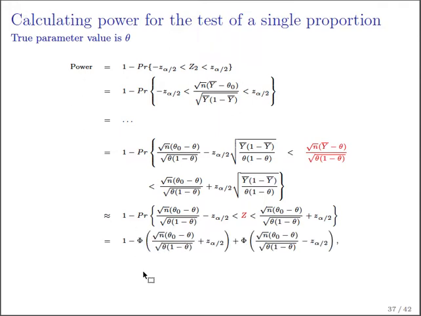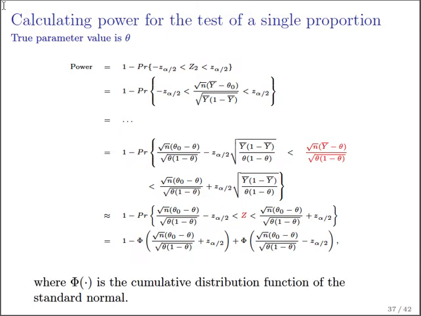And that's the same as phi. Phi is the conventional symbol for the cumulative distribution function of a standard normal random variable. So basically, it's one minus phi of this, one minus phi of the left one, and then there's a minus, so they get switched around a little bit, and we wind up with this expression for the power. And phi is the cumulative distribution function of the standard normal.